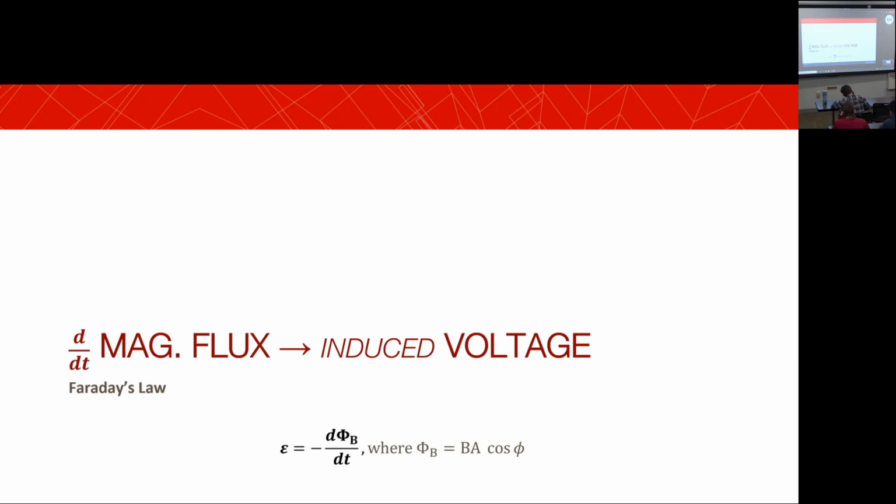And what I'm saying is, if that number is changing, so if the amount of magnetic field passing through an area is changing, that induces a voltage around that area. And so there's three different ways that we can cause a change in magnetic flux through an area.